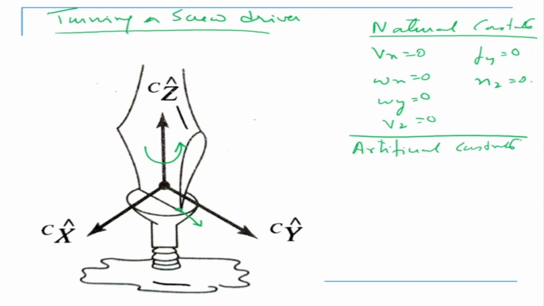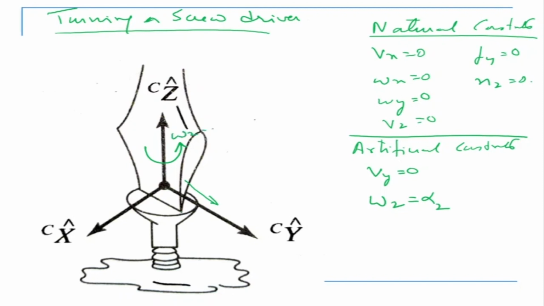The artificial constraints, first of all, is because the screwdriver head can move in this direction. So I need to ensure that there is no velocity in that direction, otherwise the contact will break. The screwdriver head will move off this side and the screw will not get tightened. Wz, there has to be angular velocity about the z-axis.